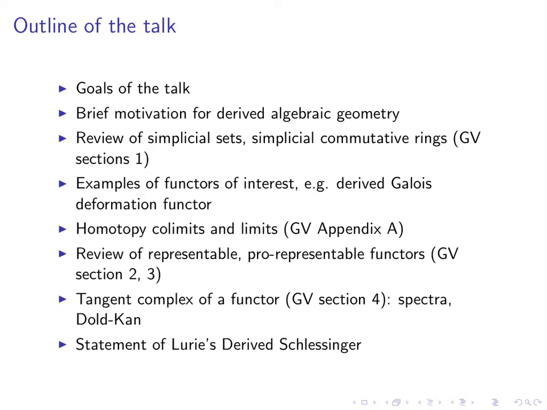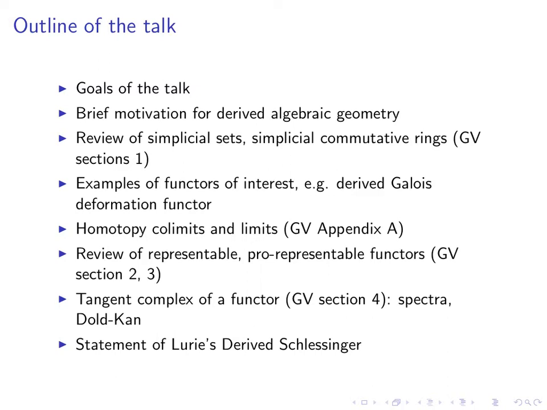Okay, so here's the outline of the talk. I'm going to begin by, after this, some technical statements that are the goals of the talk, then a brief motivation for derived algebraic geometry, before we get into the technical definitions of simplicial sets, simplicial commutative rings. That's from Galatius and Venkatesh, section 1, and it's been a few weeks since we've talked about homotopy theory, so I thought I'd review some of that. Then I wanted to give some examples of the types of functors that will eventually be of interest in the paper. For example, the derived Galois deformation functor.